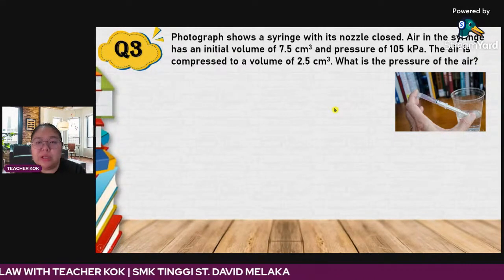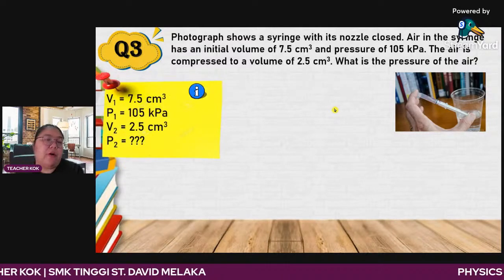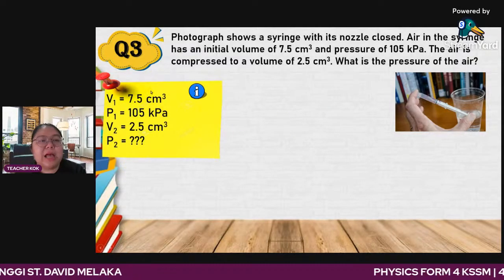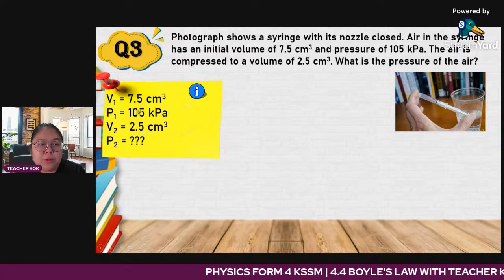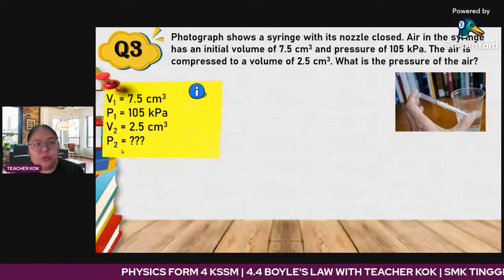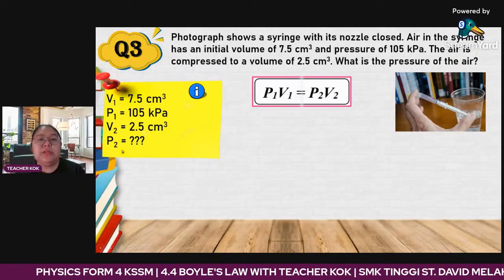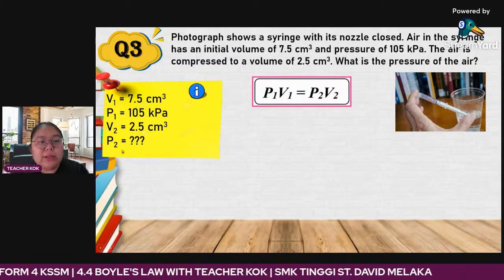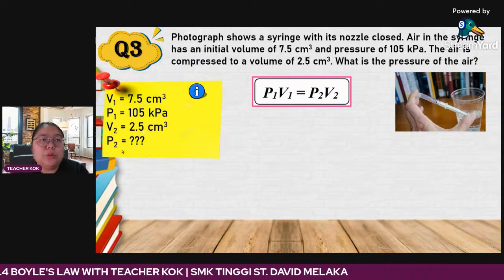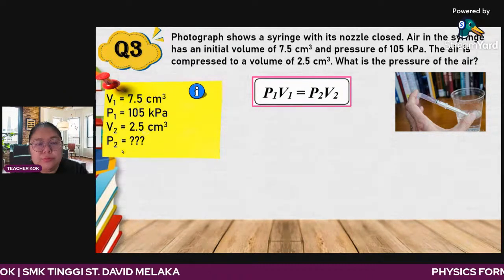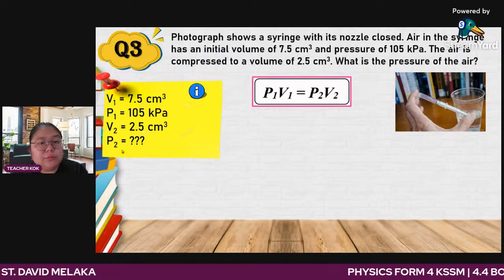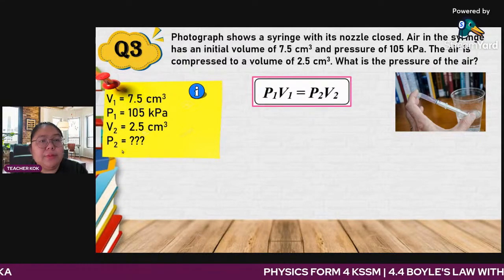So from here, we need to go and see the info. 7.5 cm cube is V1, with P1, then V2 is 2.5, and we need to find P2. We're still using the same formula. Find for me what is the P2. Still the same calculations.